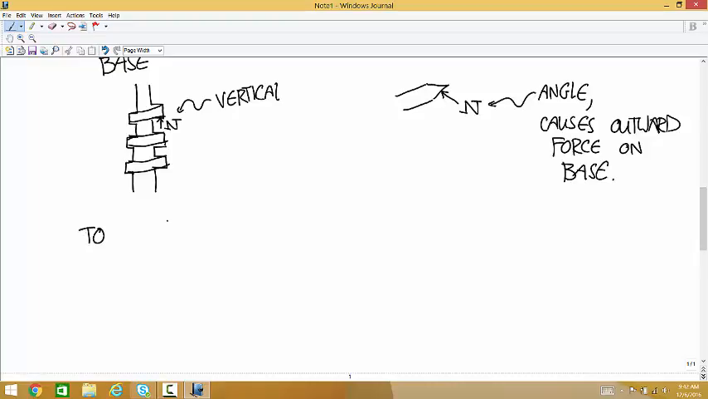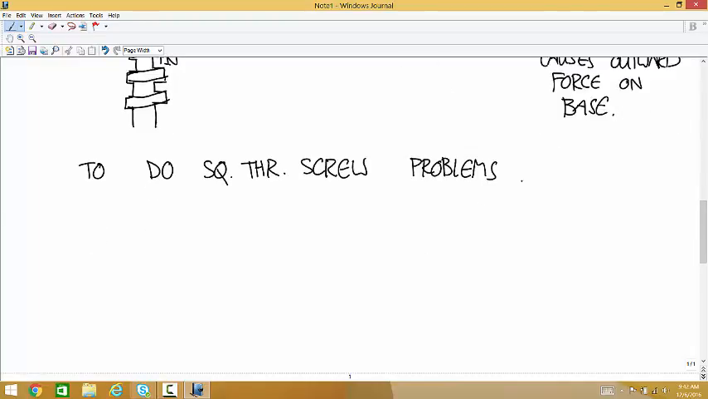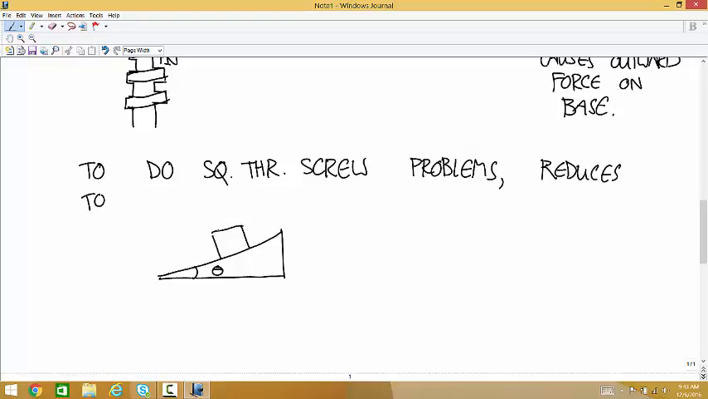To solve this, so to do square threaded screw problems, we're going to see that it reduces to these problems that you did in Physics 1, where you have a ramp with some angle and an object sliding along the ramp with a force pushing down that I'll call W and a force pushing horizontally that I'll call Q. It's a little odd to think of the equivalence between this and two threads in contact, so I'm going to talk about how you can make this reduction.